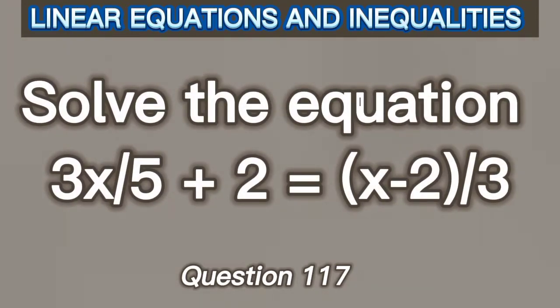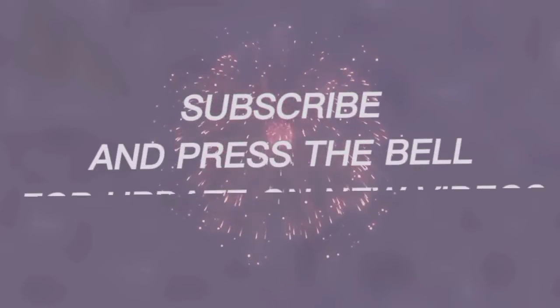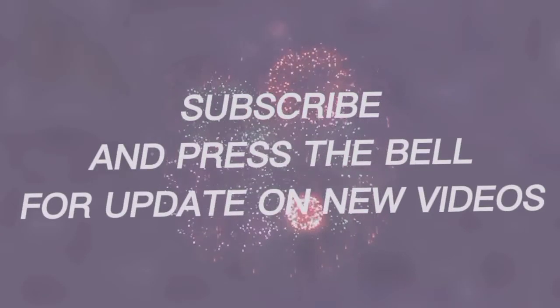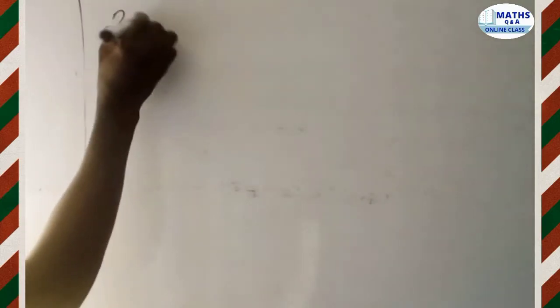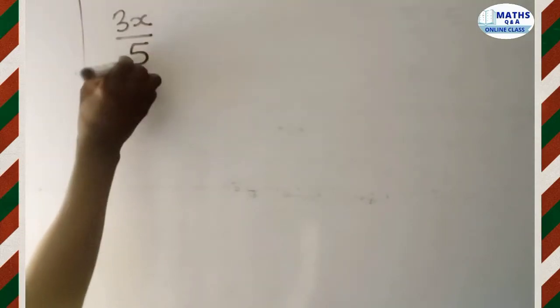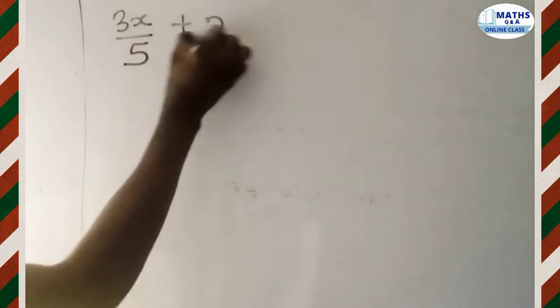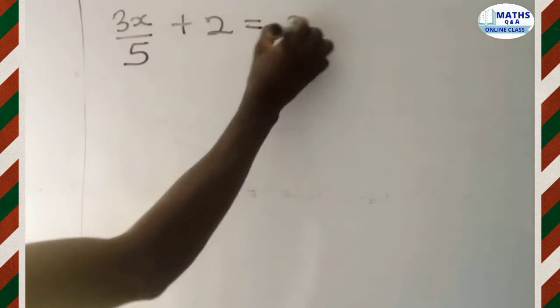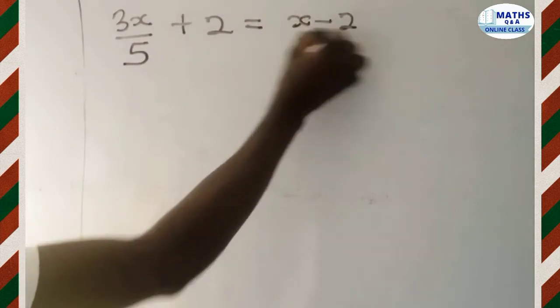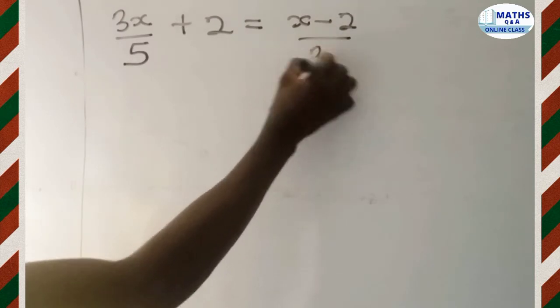Solve the equation 3x divided by 5 plus 2 equal to x minus 2, all divided by 3. Now we are given 3x divided by 5 plus 2, which is equal to x minus 2, and that one is divided by what? 3.